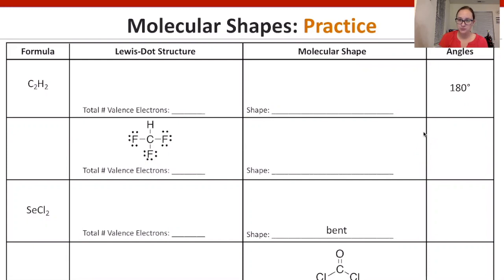So our first molecule we have here is C2H2. Let's first find our total number of valence electrons. Carbon has 4 valence electrons each, and hydrogen has 1 valence electron each. So our total number of valence electrons is going to be 4 plus 4 plus 1 plus 1, which equals 10.